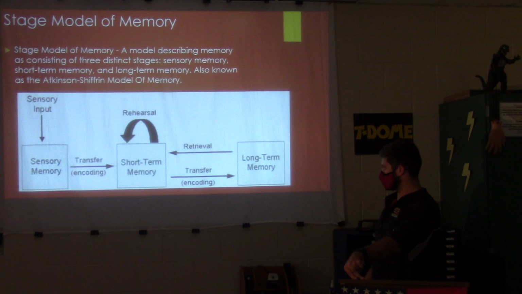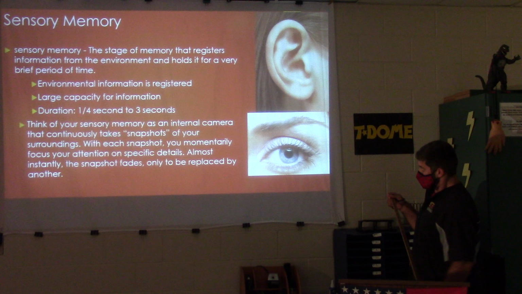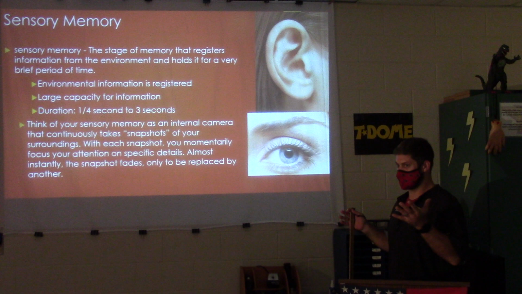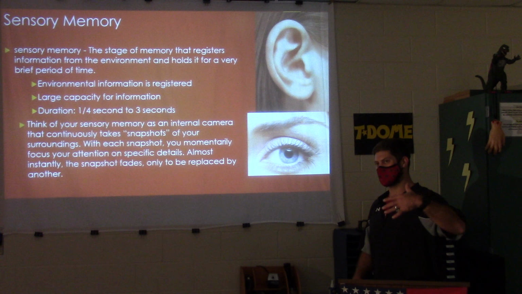So sensory memory is the first stage of the Atkinson-Shiffrin model of memory. This stage registers information from the environment and holds it for a very brief period of time. Environmental information is registered, with a large capacity for information, but the duration is short: a quarter of a second to 3 seconds. And usually whenever you decide to remember something, it has to do with sound or sight.